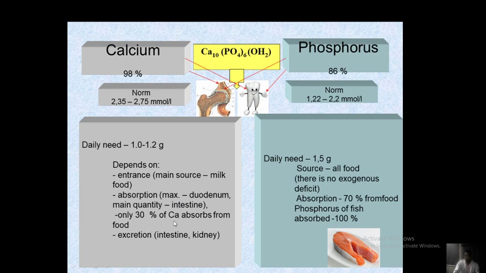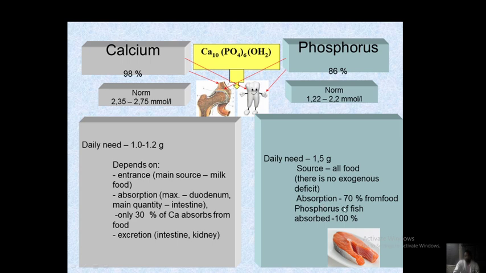Only 30% of calcium is absorbed from the food, and the rest goes for excretion from the intestine to the kidney. Whereas for phosphorus, how much is the daily requirement? It is 1.5 grams. The source is almost all food. We can get it from all food. There is no real deficit because you will get phosphorus from every food, so there is nothing like a deficiency of phosphorus.